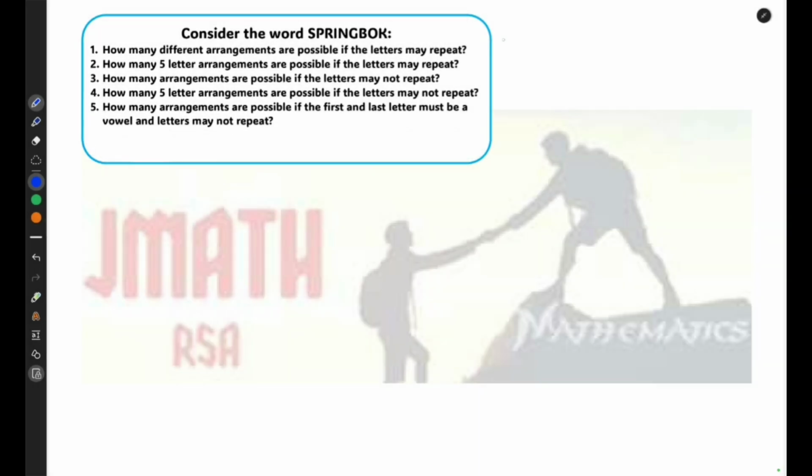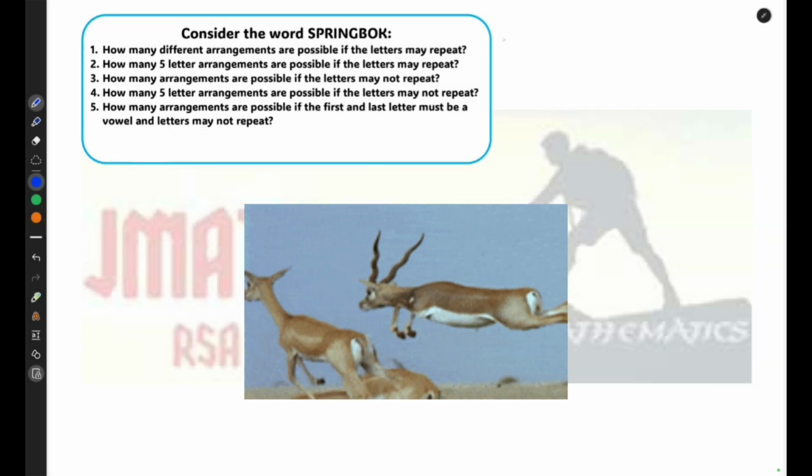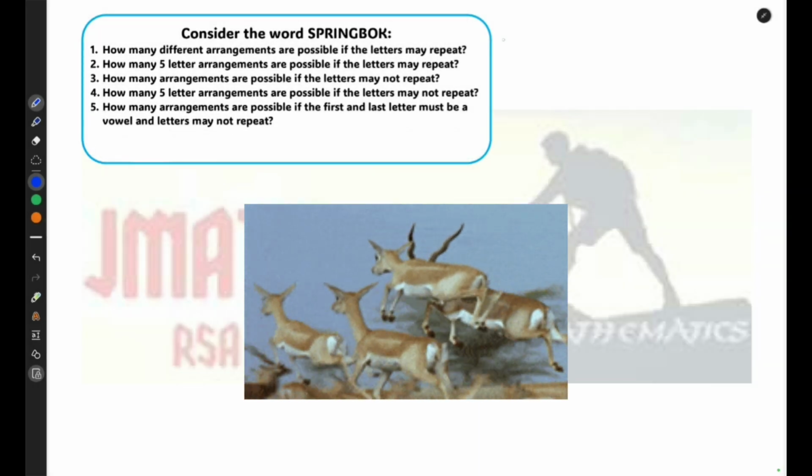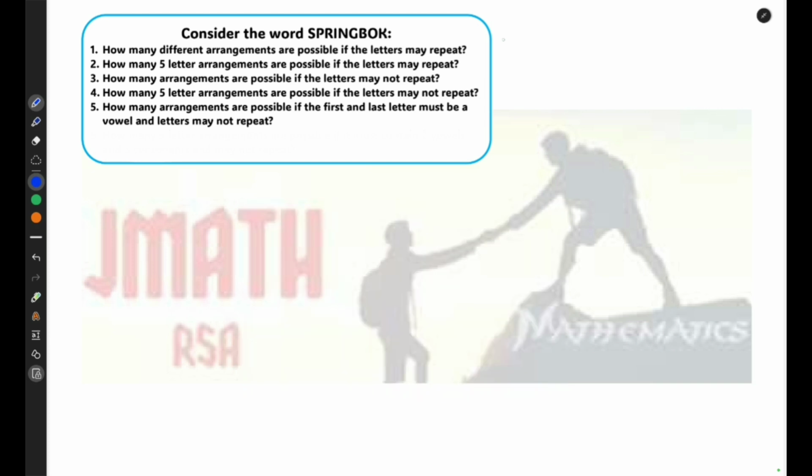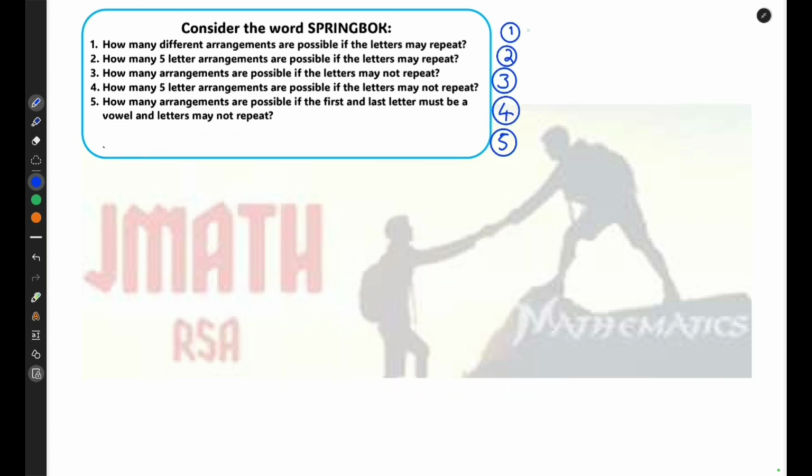Let's look at another question of this type. Consider the word springbok. Okay, not springboks, without the S at the end. How many different arrangements are possible if the letters may repeat? So first count the number of letters in springbok, and it is 9 letters. So it can be repeated, 9 letters, 9 spaces. The answer is just 9 to the power 9.